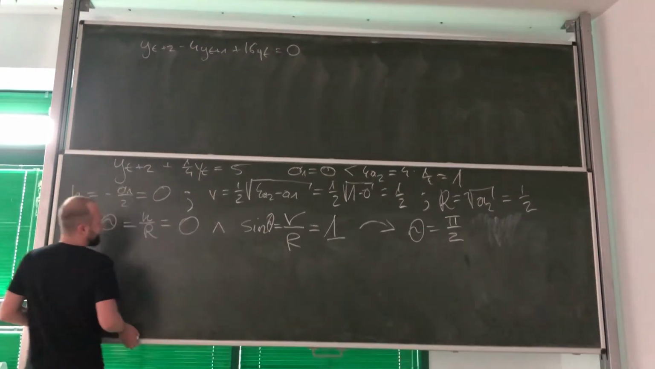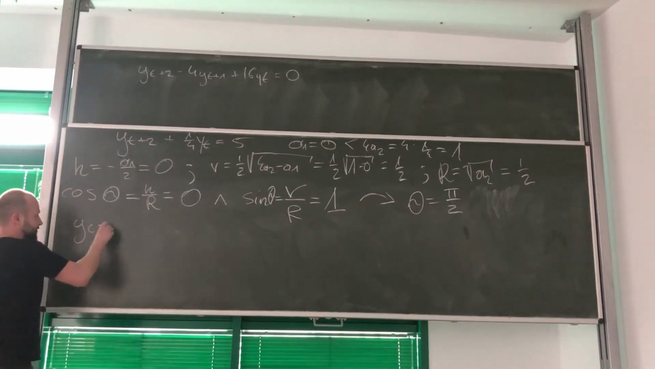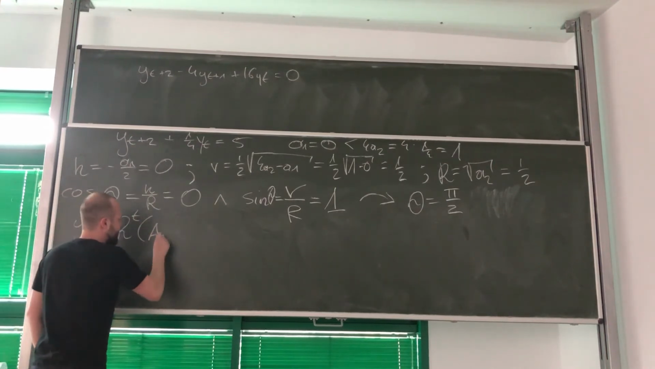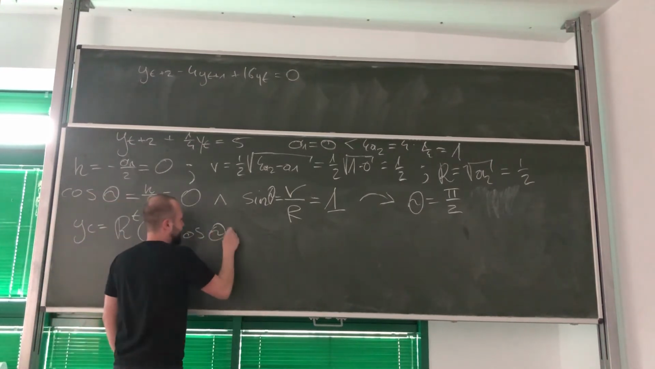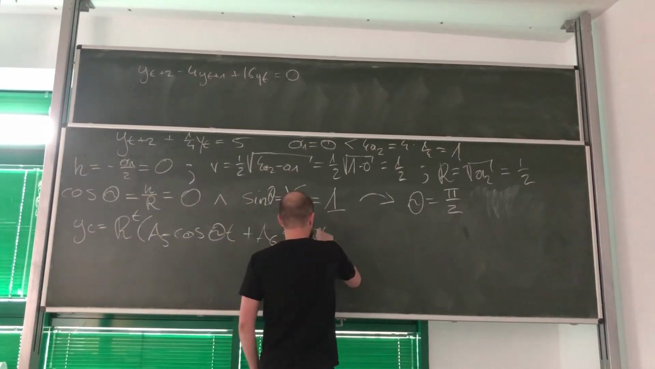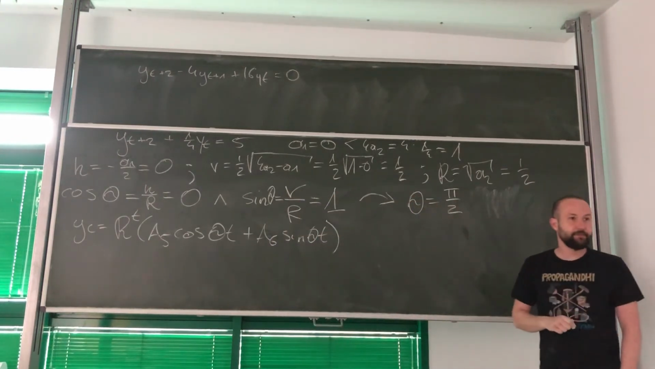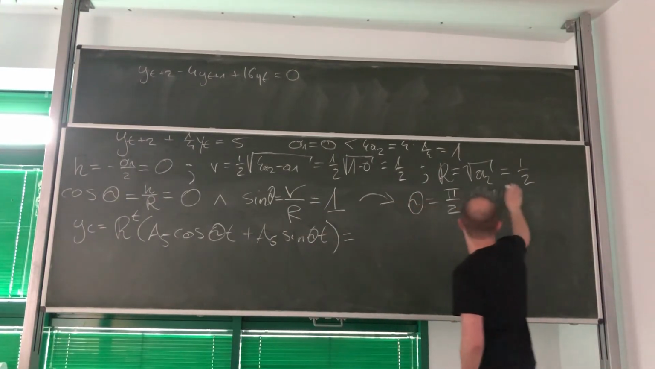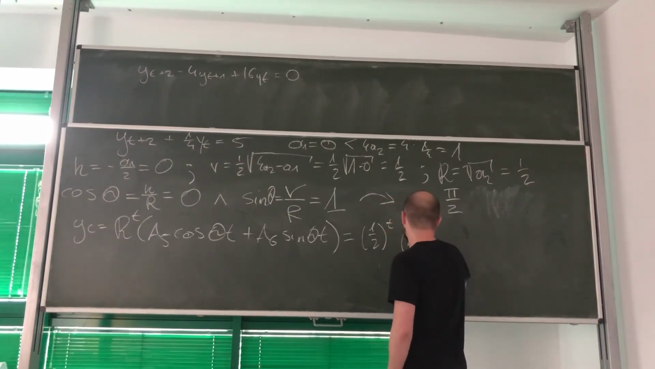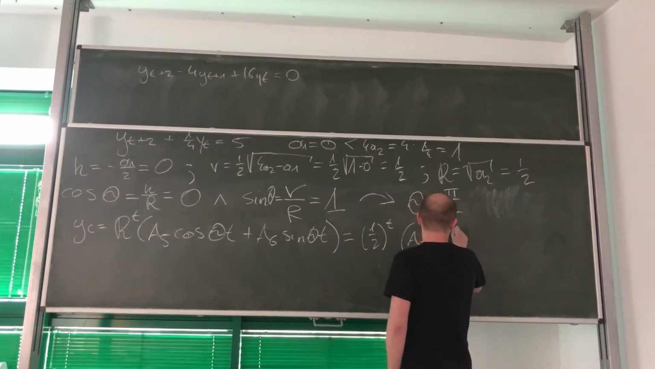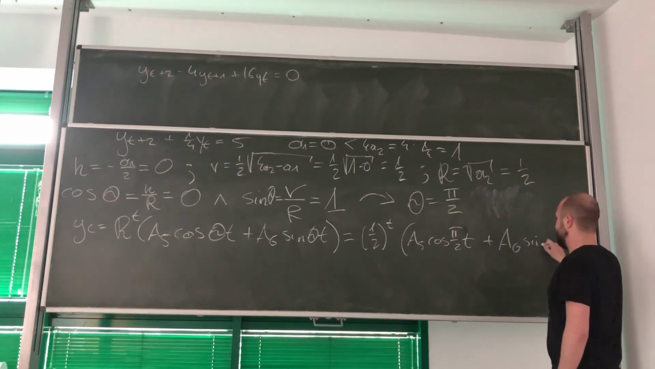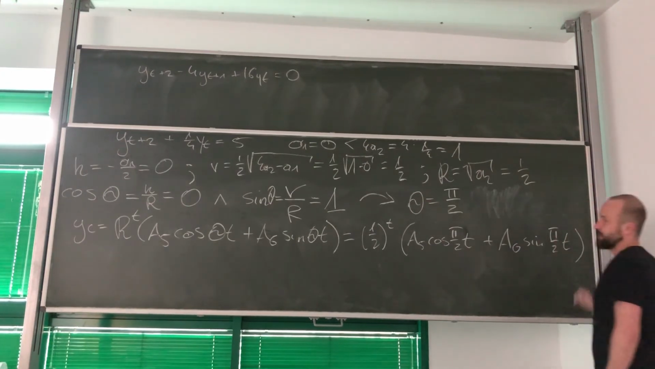Now we are ready to find the complementary function, right? Complementary function is r^t times a5 cosine theta t plus a6 sine theta t. Right? So now, we've got r equal to 1 over 2 to the power of t, and then we have a5 cosine pi over 2 t plus a6 sine pi over 2 t.